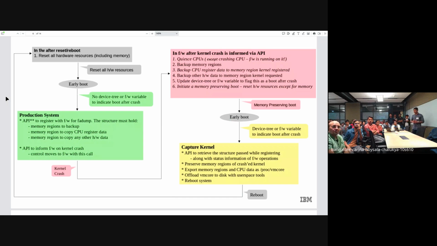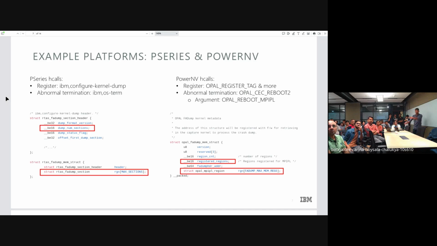Second, we need an API to inform the kernel that a crash has happened, like some abnormal termination has happened. I will briefly go to the next slide. Here, if you see, we have two platforms on IBM Power: one is virtualized pSeries, the other is Power NV, non-virtualized. In this case, both have different firmwares. On the left side, you see that for these two, register and abnormal termination, we have these two H calls. These are called RTAS calls, but for the sake of being generic, we'll call it H call.